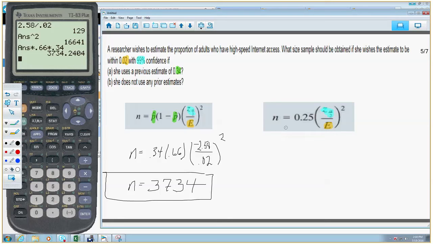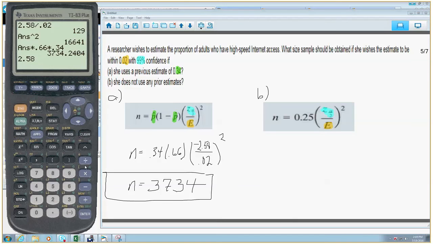Now, B says, what if she doesn't use a proportion? Then you use this formula. This is B, and this is A. So for B, we just take negative 2.58 or 2.58 or 2.56.